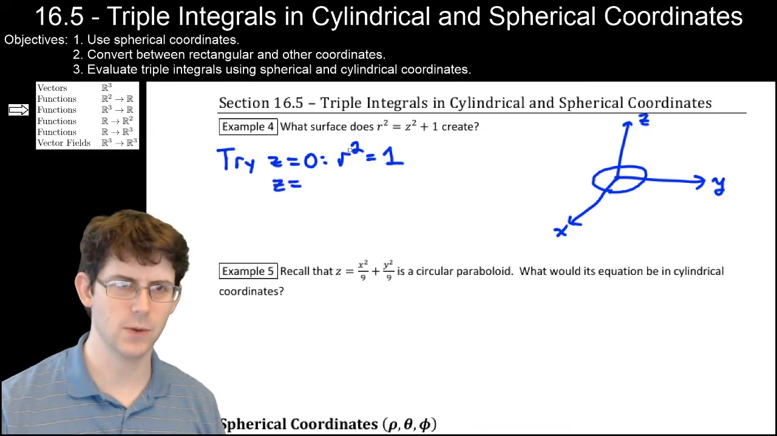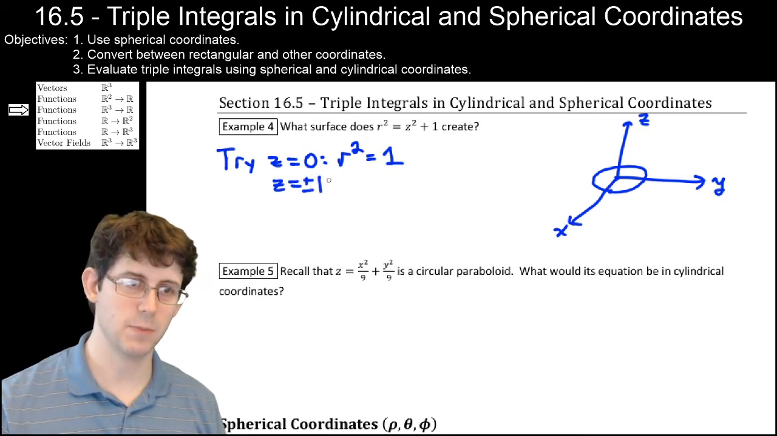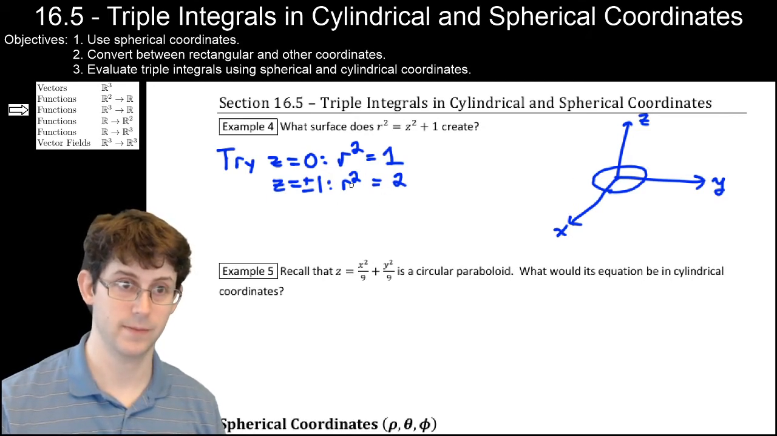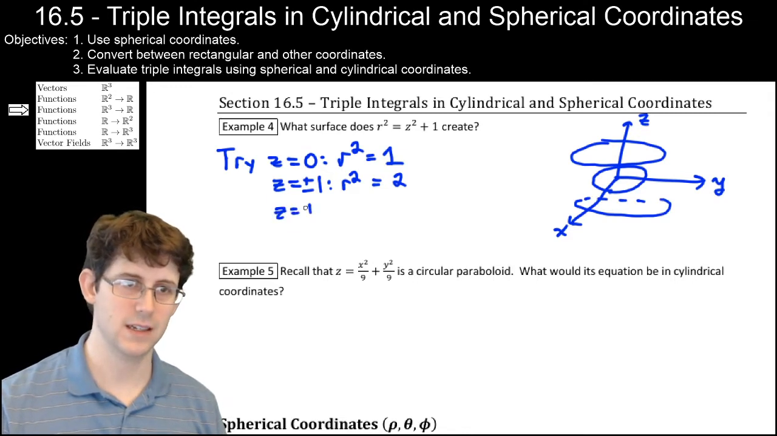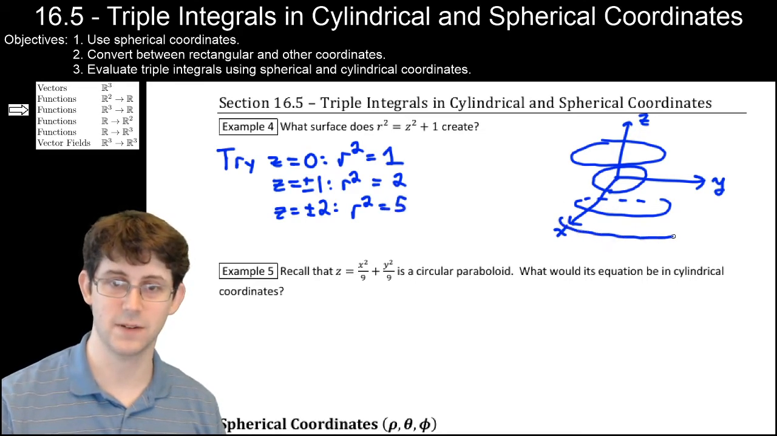What about z equals 1? It looks ugly. Oh, all the z's are going to be kind of ugly. Okay, if z is plus or minus 1, then I get r squared equals 2, which is a slightly larger circle. But it's larger when you go up or down. What if z is plus or minus 2? Now you have r squared is 5, so it's an even larger circle.